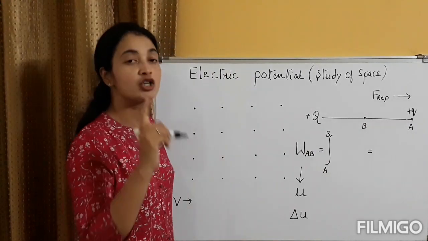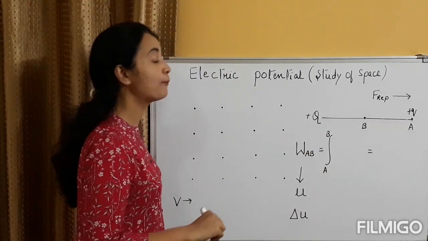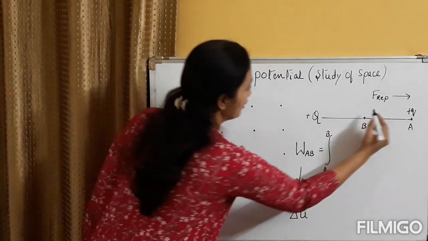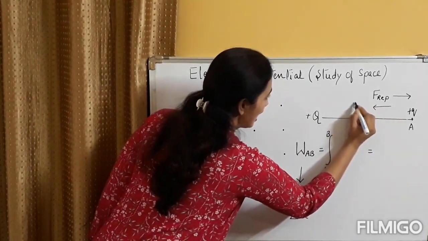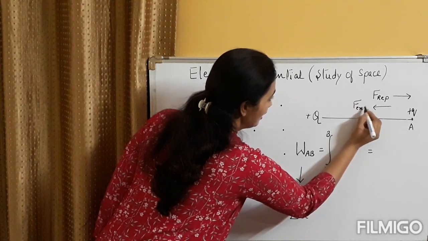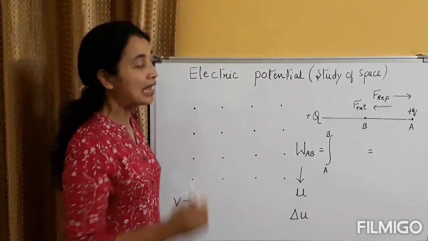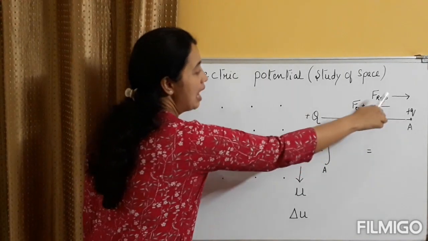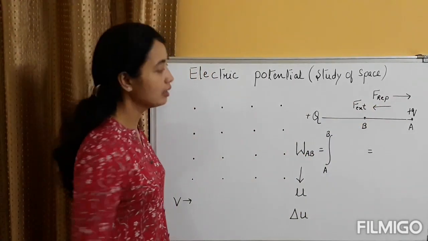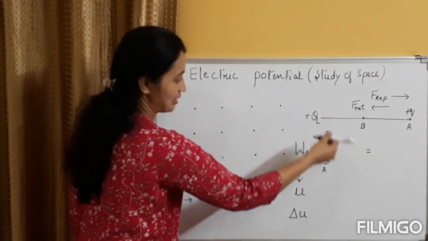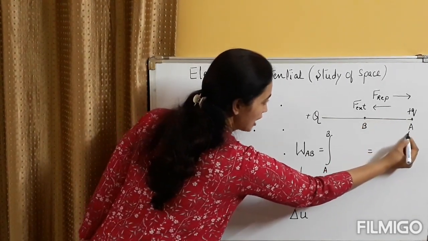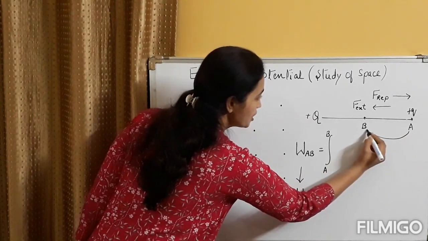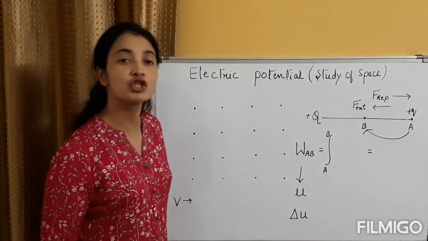Now, if I want to bring this charge plus q close to the positive charge, the source charge, what should I do? I have to apply external force. And what should be the direction? External force, I will represent it by F_ext, and its direction should be opposite to F repulsion and it should be towards plus Q. Now this F external tries to shift the charge plus q from position A to position B.